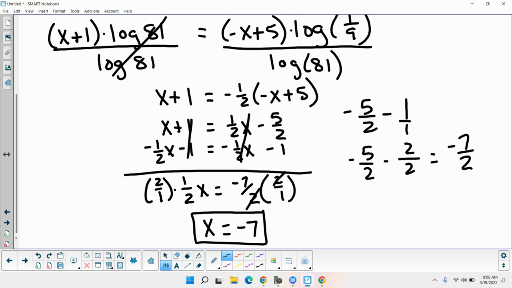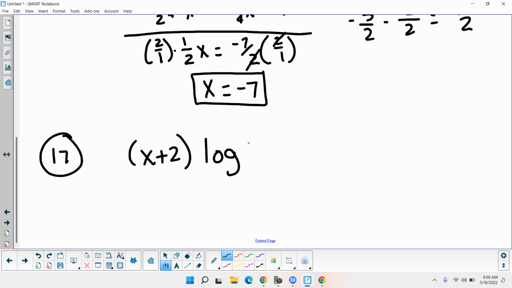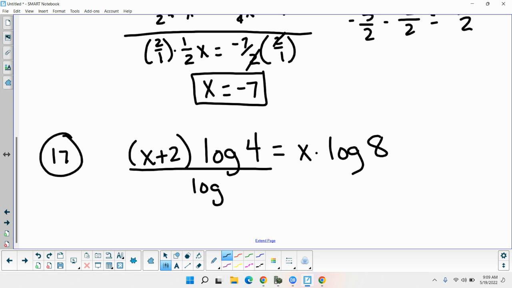All right, let's get the next one. 17 is just like 16, another one of these. So I'm going to say the x plus 2, I'm going to move to the front because I'm taking the log of 4 equals x times the log of 8. I'm moving the x, so I'm putting it out front because I'm taking the log of both sides. So I did that first step right away when I wrote it down. You with me? I'm going to divide both sides by the log of 4.